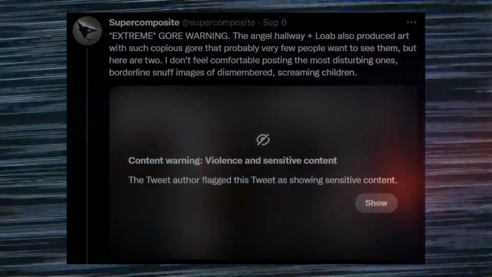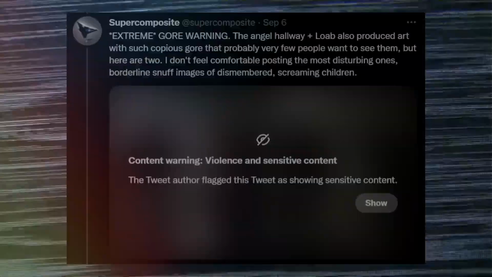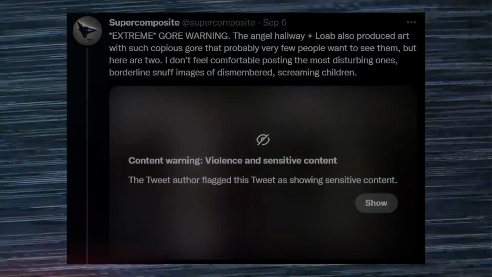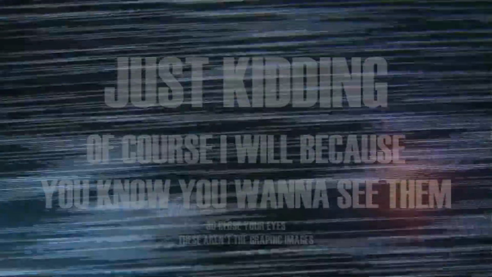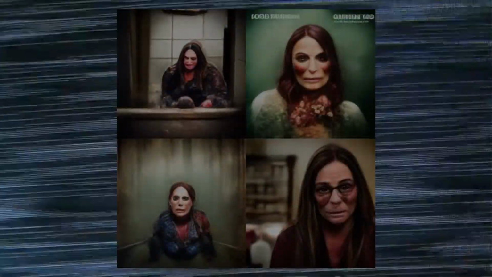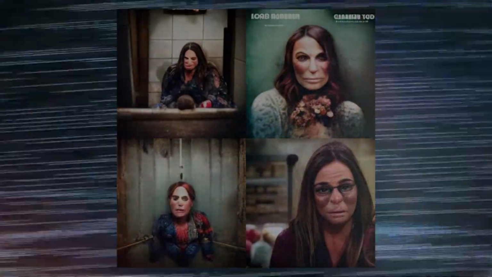"I don't feel comfortable posting the most disturbing ones, borderline snuff images of dismembered, screaming children." For obvious reasons, I cannot and won't show these images, fake or not, as they are extremely graphic and in many respects very realistic. Needless to say, LOAB and gory disturbing imagery are intrinsically linked via this AI's logic, and always uniquely identifiable based on the same unknown face, a very real ghost in machine learning.